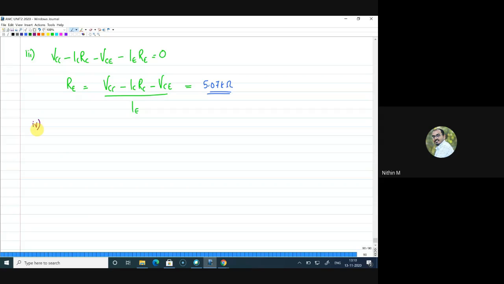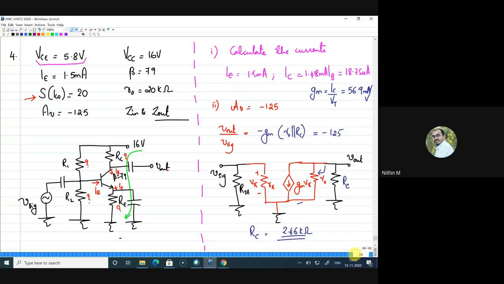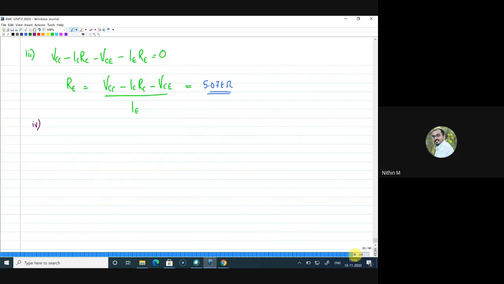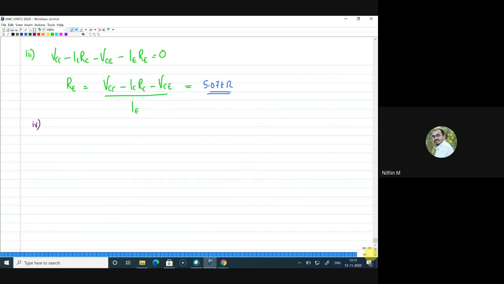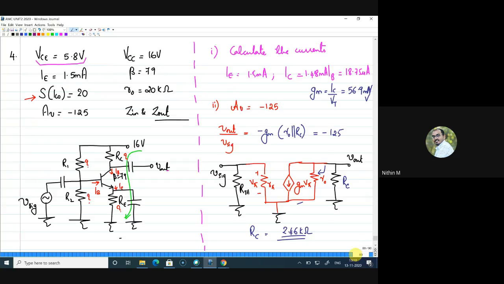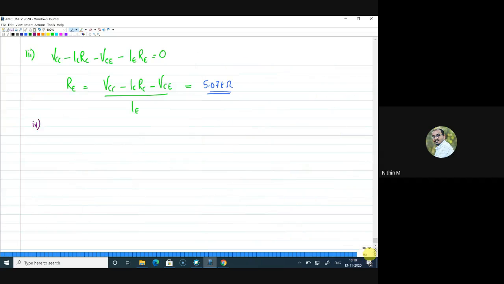Okay, you guys are getting RE as 4.3. Let me calculate RE. VCC here in this question is 16. 16 minus, what is IC here? IC is 1.48 milli into RC is 2.46 kilo, minus VCE. VCE is given as 5.8, divided by IE. So your IE value is 1.5 milli. Yes, it is coming around 4.37.